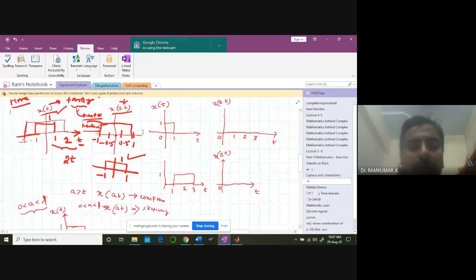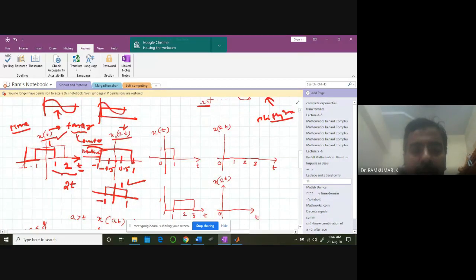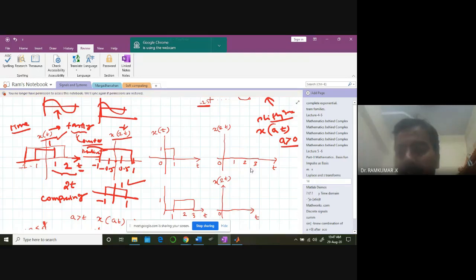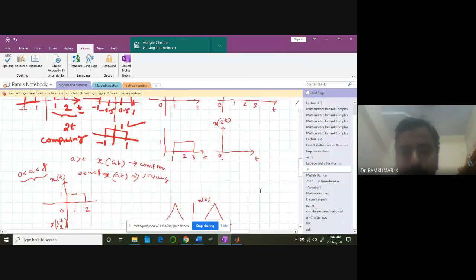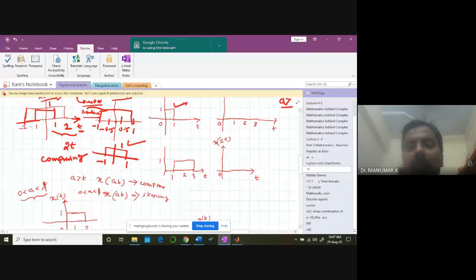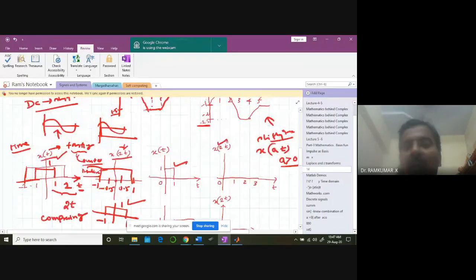Scaling. Now in the same manner, this is called, so normally you have to write x of at. When a is greater than 0, normally we are performing something called compression, compressing the signal. In the same manner, if I'm going to have a signal something like this, and if I do x of 2t, what do I get? We'll get the same signal, but it's going to end at 0.5. Do you understand? So 1 divided by 2 is what the signal is going to be.